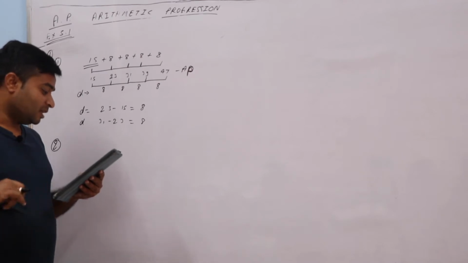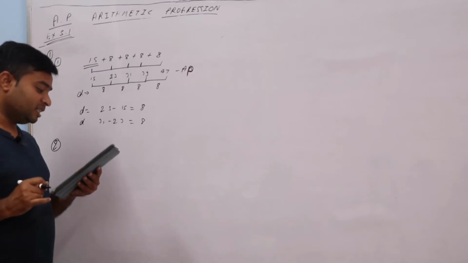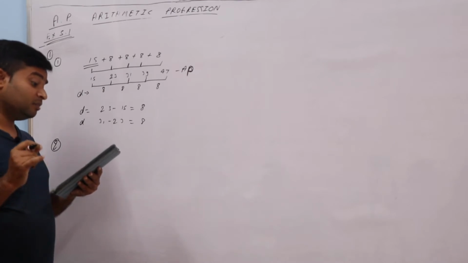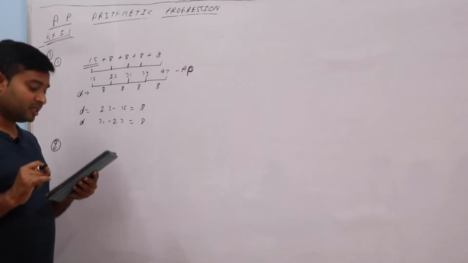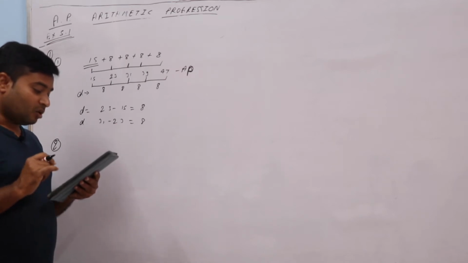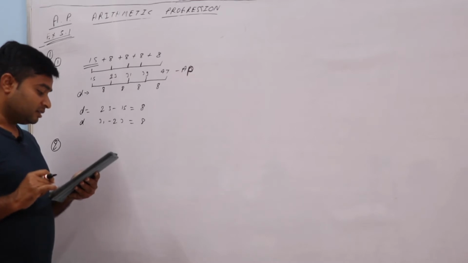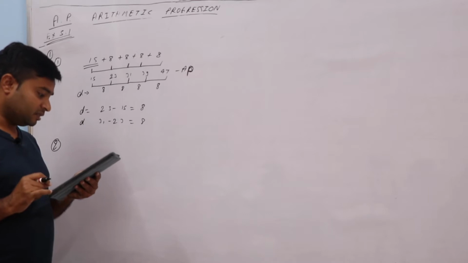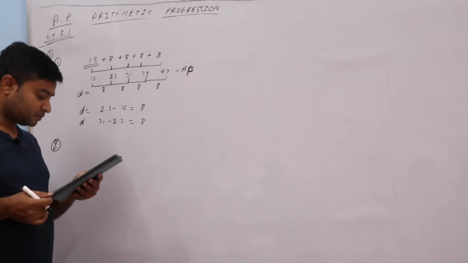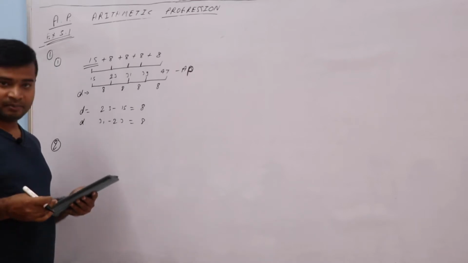Question number 2. The amount of air present in a cylinder when the vacuum pump removes 1 by 4 of the air remaining in the cylinder at a time. Then say whether it is in AP or not.